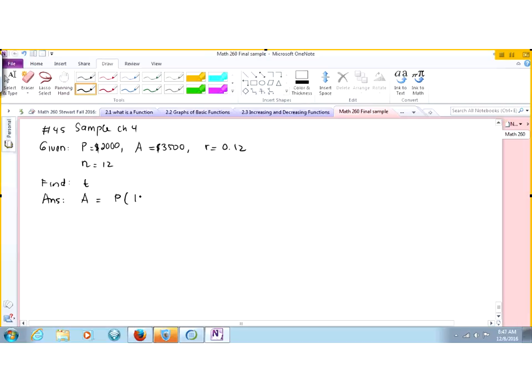A is equal to P times (1 plus r over n) raised to the nt, yeah? So A is 3,500, equal to 2,000 times (1 plus 0.12 divided by 12) raised to 12t. All right. What would you do here? Divide both sides by 2,000. Yes.